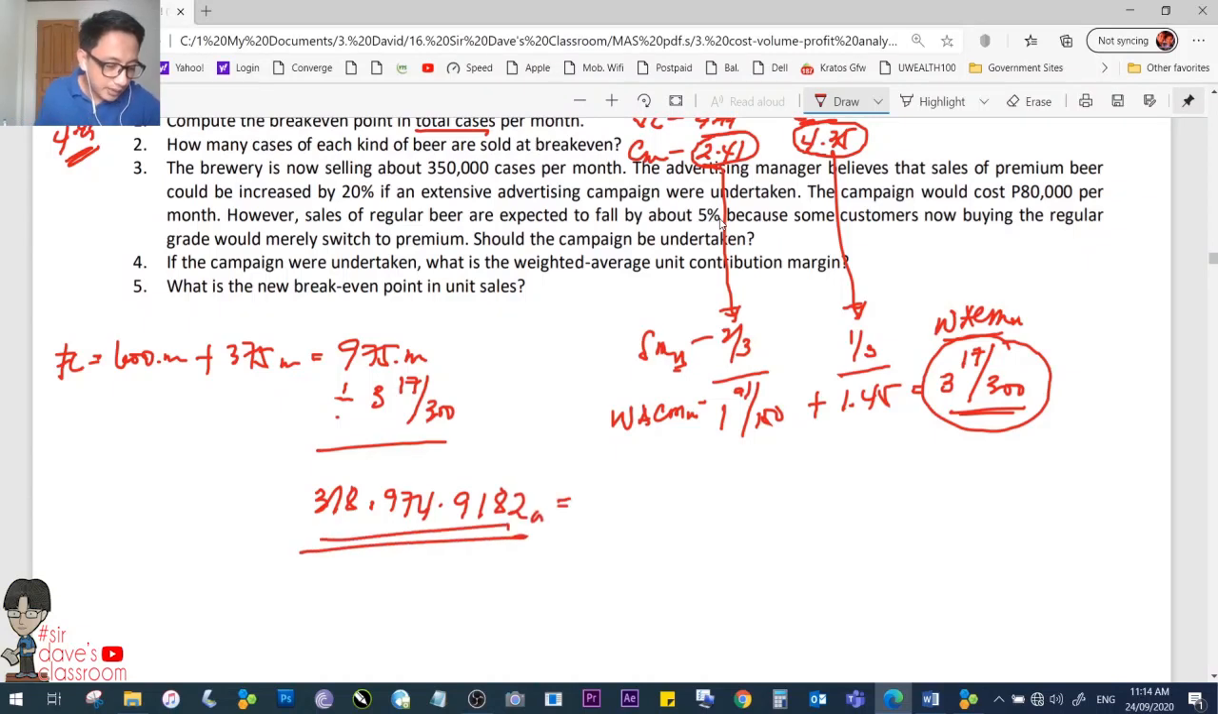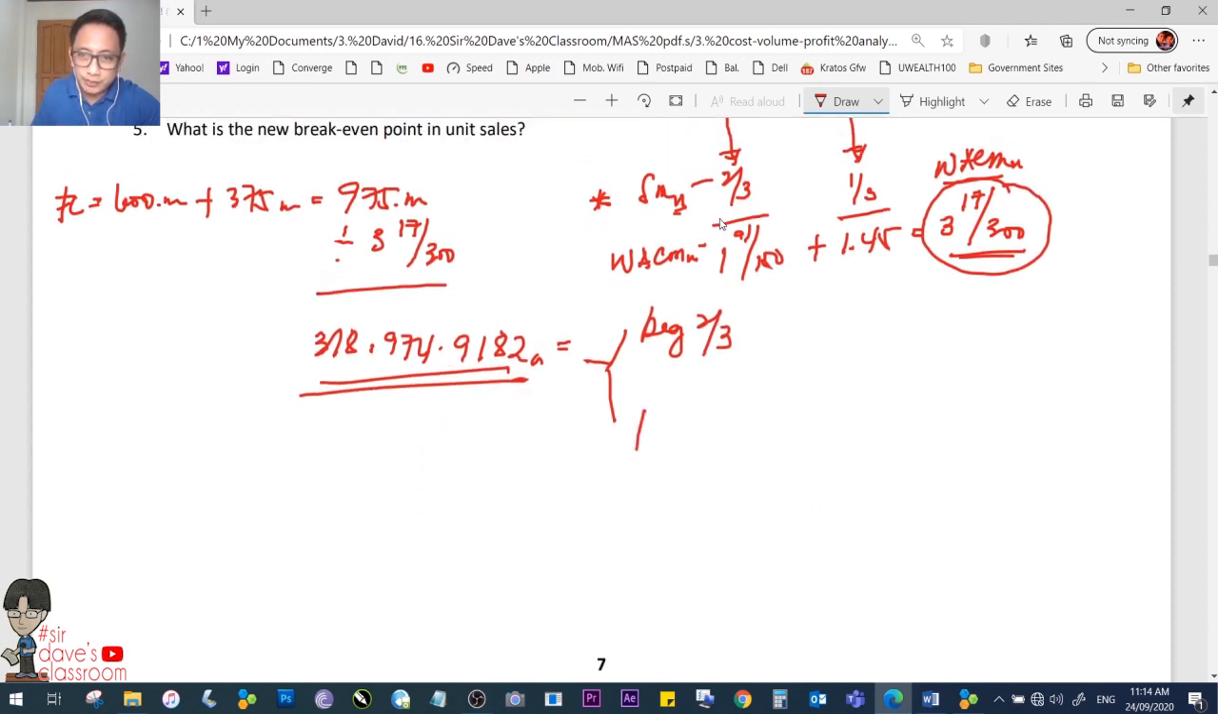Number 2, how many cases of each kind of beer are sold at the break-even point? Ilan ang nabibenta of each kind at the break-even point? So, very simple. Since we have determined already that the sales mix is 2/3 and 1/3, okay? For regular, it is 2/3. And for the premium, it is 1/3. You simply multiply, sa 318,974.9182 units, 2/3 dyan should be regular.